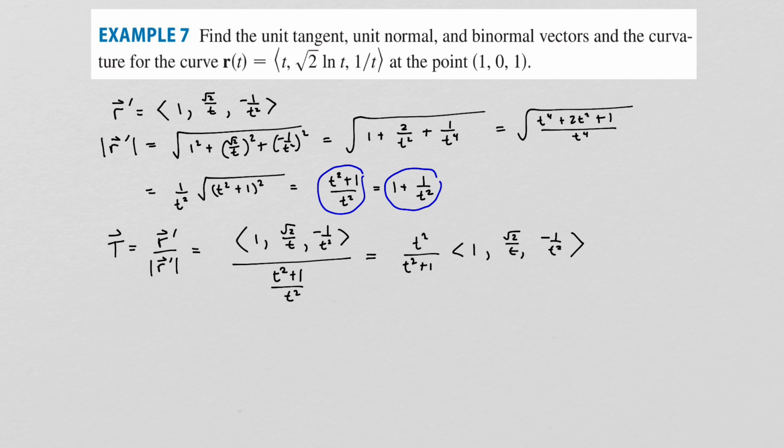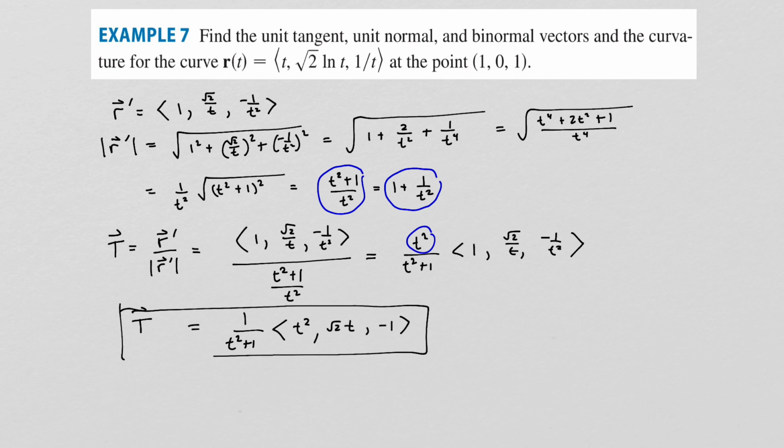And you can distribute this if you want, or I guess it would be more appropriate to at least just distribute the numerator here. So this becomes 1 over t squared plus 1 multiplied by t squared, radical 2t and negative 1. And this is our unit tangent vector.